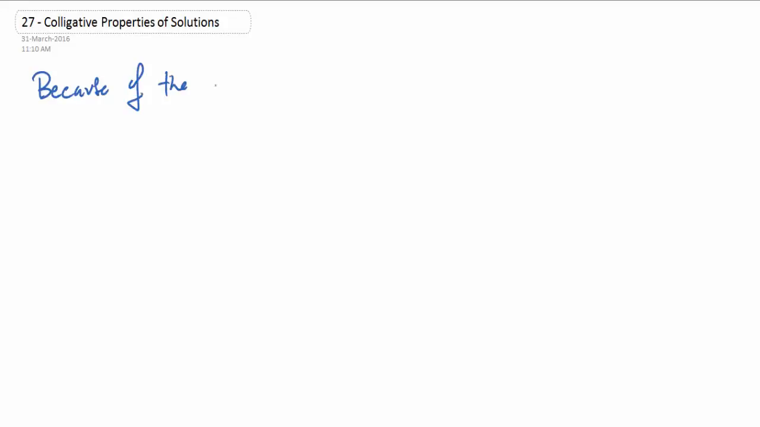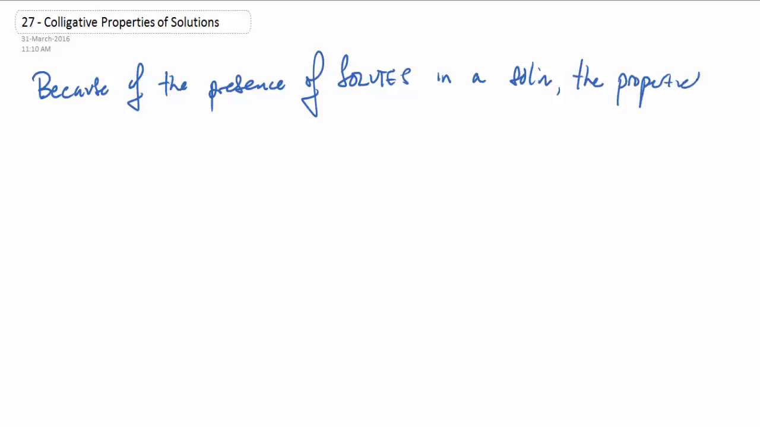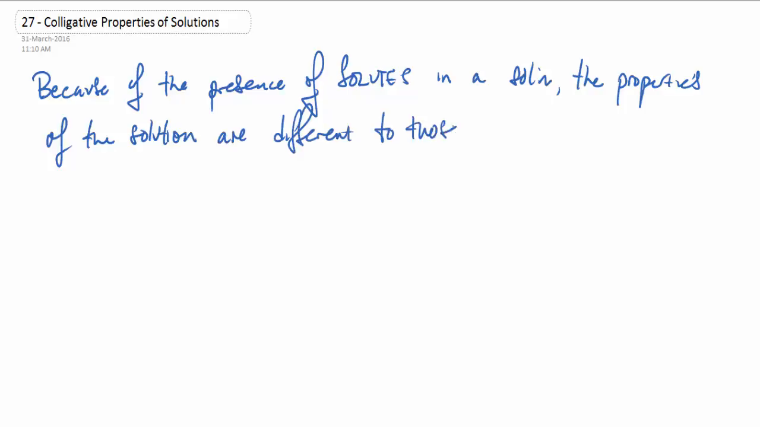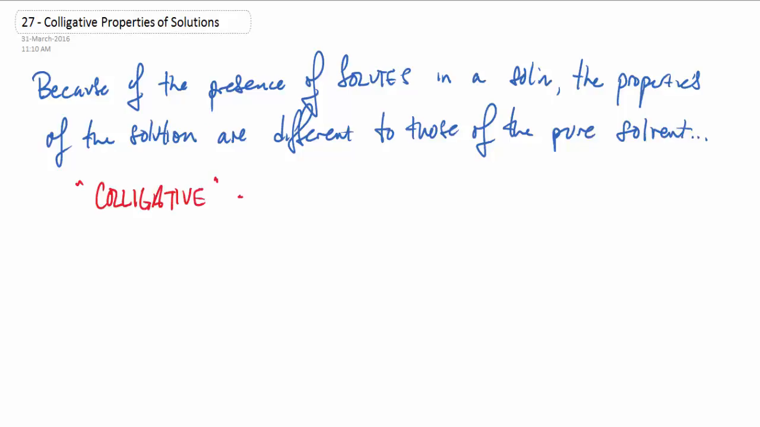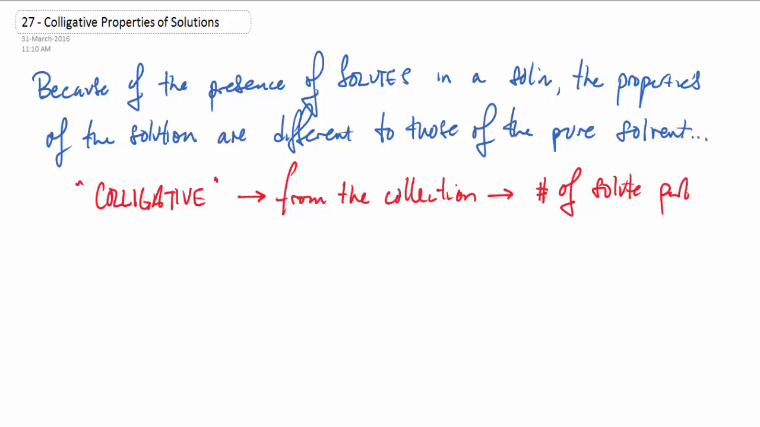Hello everyone, today we're going to talk about the colligative properties of solutions. Now, because of the presence of solutes in a solution, the properties of the solution are different to those of the pure solvent. This makes sense and it follows with our intuitive understanding of the universe as we would expect. So this word colligative means from the collection, and it has to do with the number of solute particles and not the nature of the solute particles.